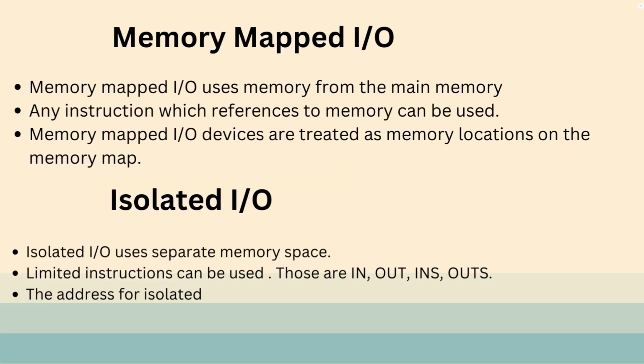Memory mapped input output uses memory from the main memory. Any instruction which refers to memory can be used. Memory mapped input output devices are treated as memory locations on the memory map. Second is isolated input output. Isolated input output uses separate memory spaces. Limited instructions can be used, for example IN, OUT, INS, OUTS. The addresses for isolated input devices are called ports.